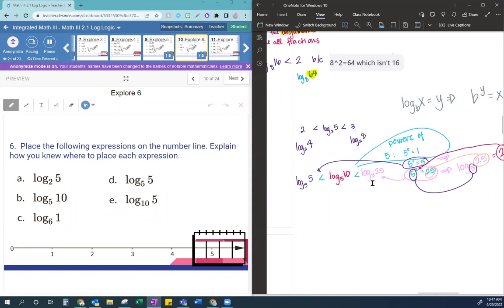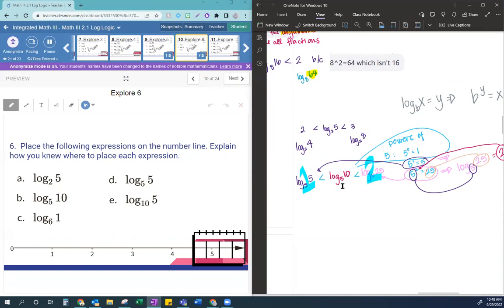First, I know the 5 and the 5. Boom. And then my brain goes like this: the 2 won't be here, the 25 jumps to the other side, because this is asking you 5 to the what gives me 25. So 5 to the 2 gives me 25. So in my head, I know that log base 5 of 5 is really just the number 1, and log base 5 of 25 is just the number 2.